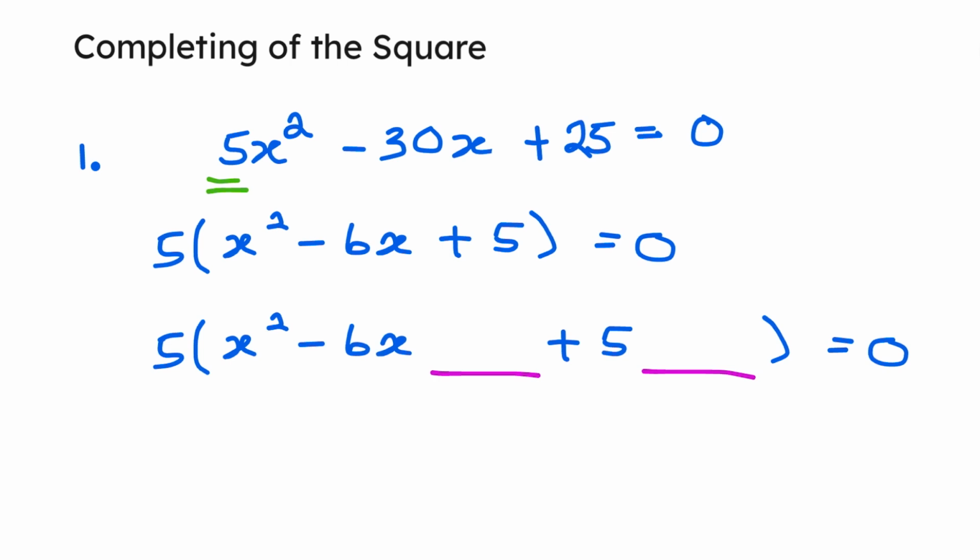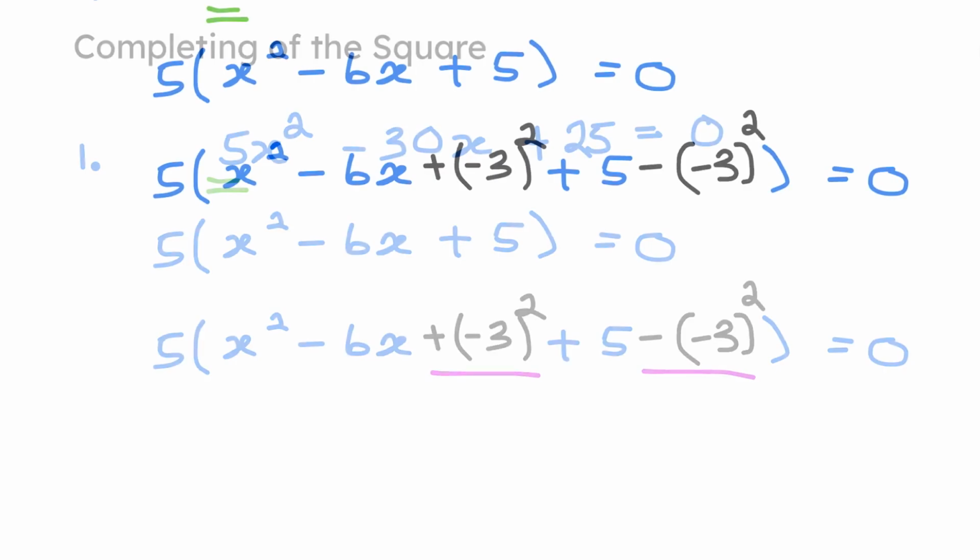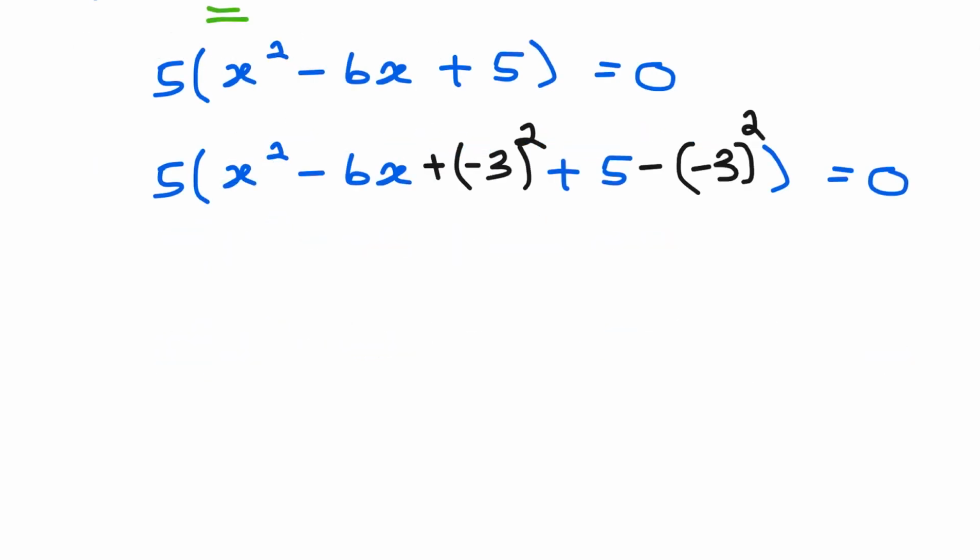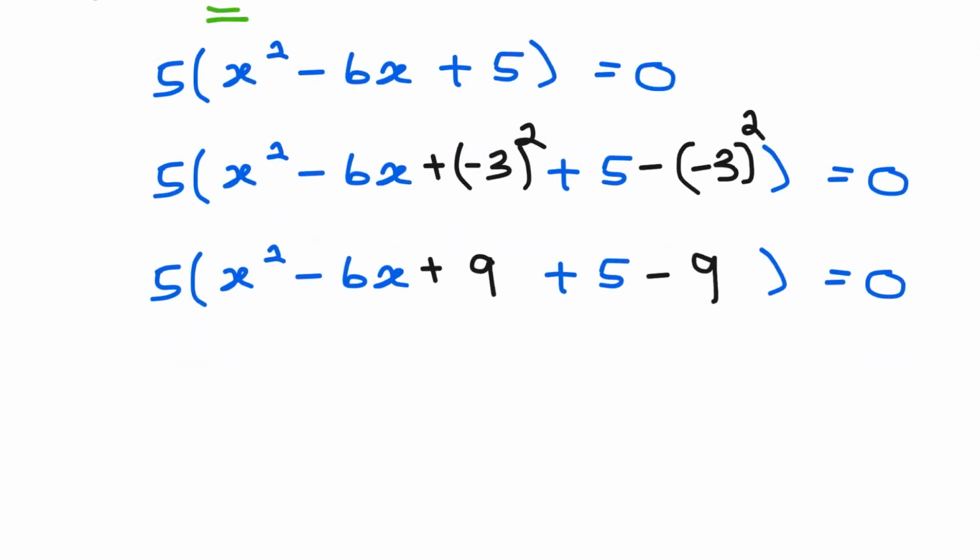Now, in this empty space, I'd like you to add half the coefficient of x. The coefficient of x is 6. I'd like you to add half of that and then square it. Do the same thing for the other side, except this time you're going to subtract half the coefficient of x and then square it. Now negative 3 squared is just 9, so I'll be replacing that with a plus 9 and a minus 9.